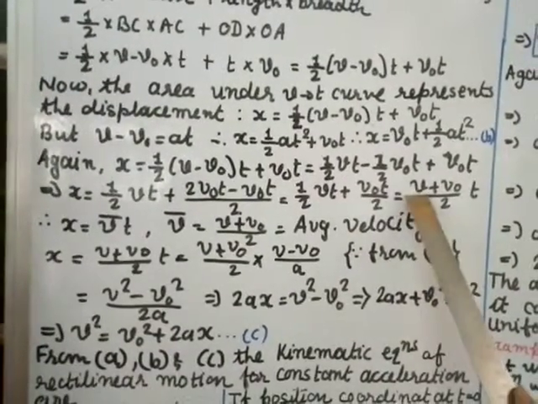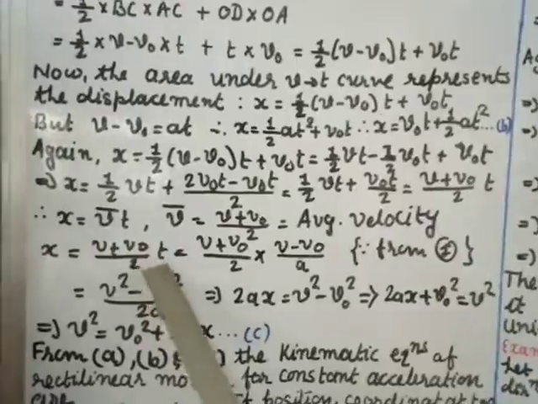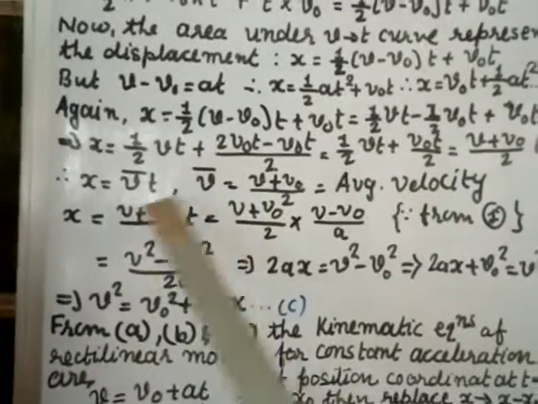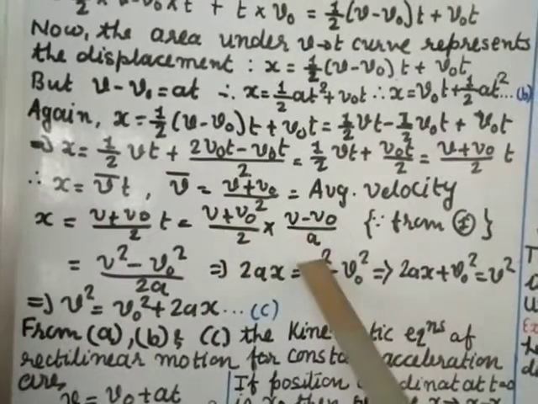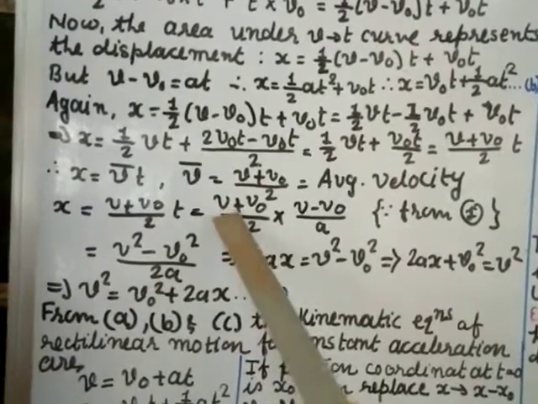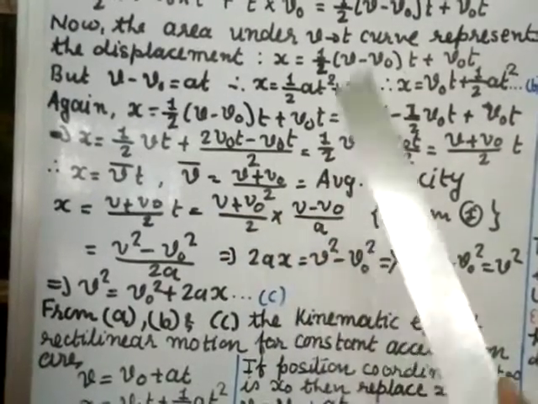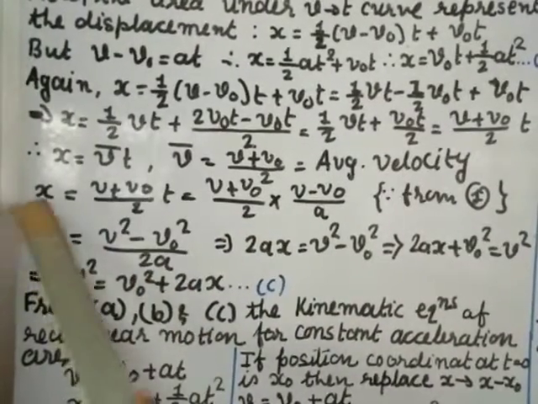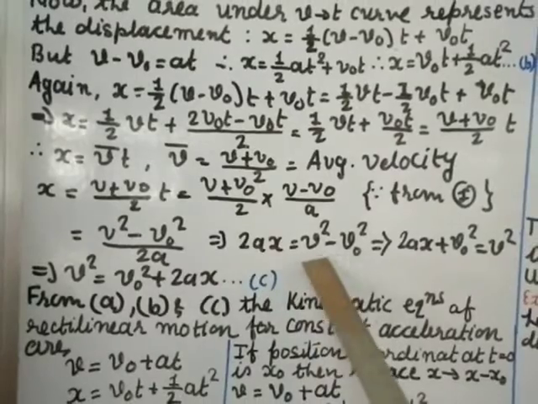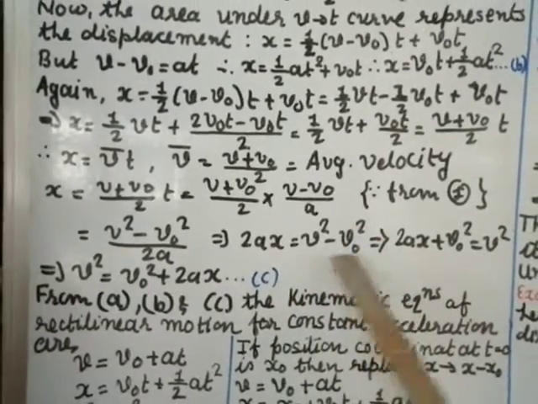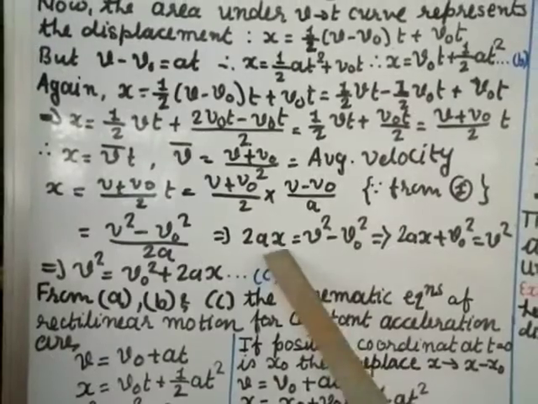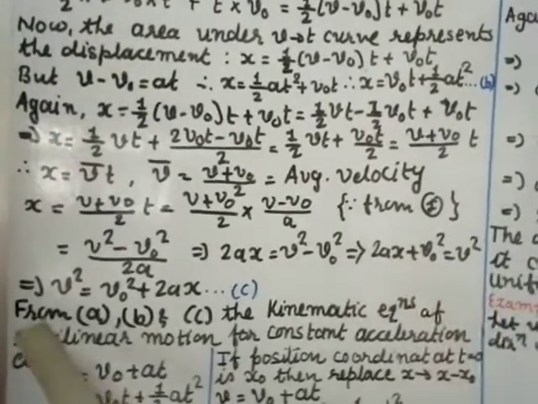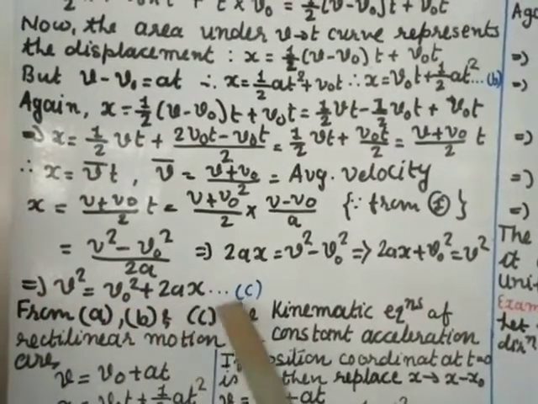So x is equal to, come back to this equation, (v plus v0) by 2 into t, and the t value we put from equation 1, this one, (v minus v0) by a. So this is (v plus v0) into (v minus v0), which gives you v square minus v0 square, and the denominator 2 into a. This 2a transfer here and multiply with x. So you get 2ax equal to v square minus v0 square. This v0 square, which is negative, transfer here. So you get 2ax plus v0 square equal to v square. So v square is equal to v0 square plus 2ax, call it equation C.